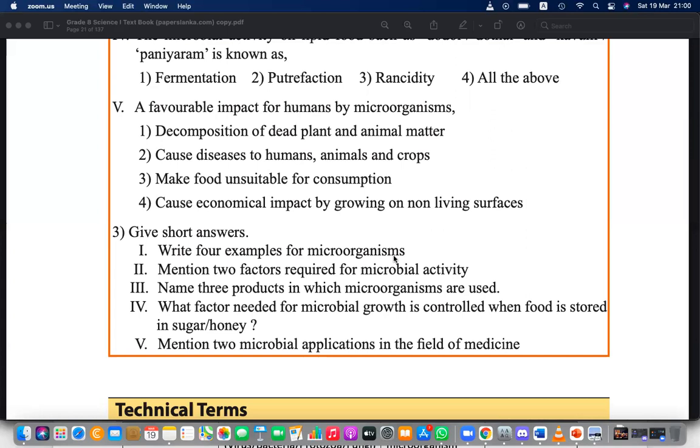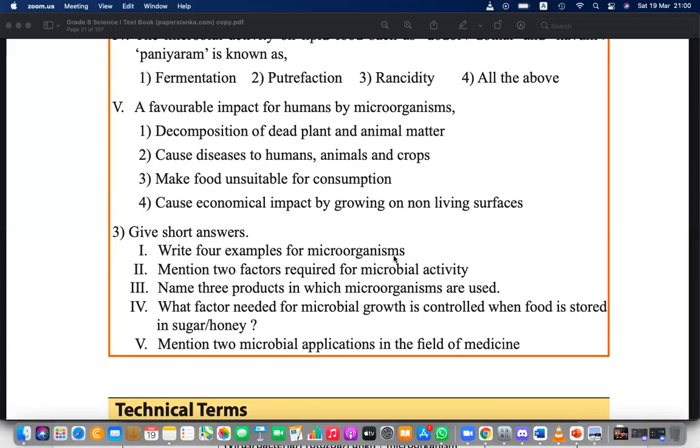Then mention 2 factors required for microbial activity. So what are the 2 considerable factors for microbial activities? We learned it. One is moisture. Yes, one is moisture, and temperature. Yes, correct, moisture and temperature.